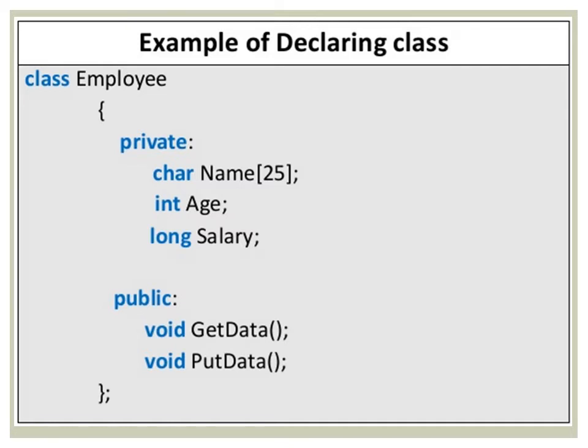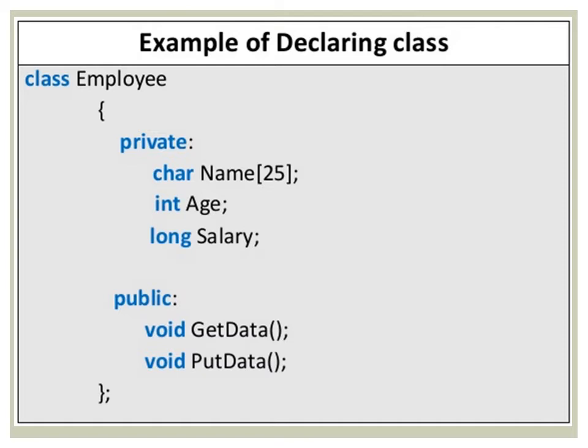Now, an example of declaring the class. Suppose class employee, in which class is the keyword and employee is the name of the class. Between the opening bracket and the closing bracket is the block of the class. In the private access specifier, we declare char name[25], that is the declaration of an array variable, int age, and long salary. So these are the data members of the class, declared under the private section. Private and public in this class are access specifiers that we are going to learn in detail afterwards.